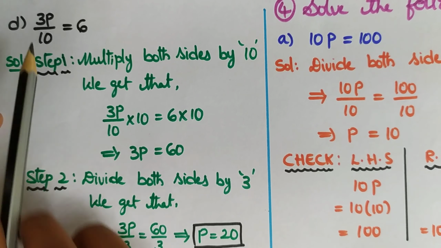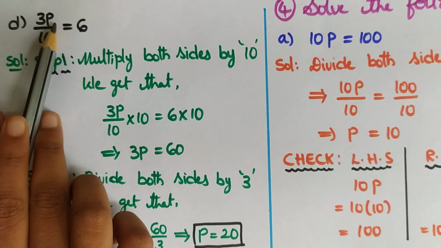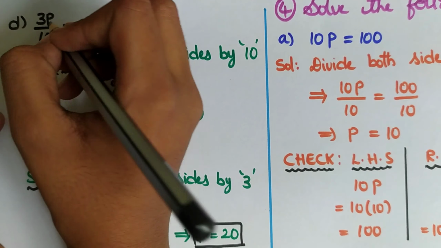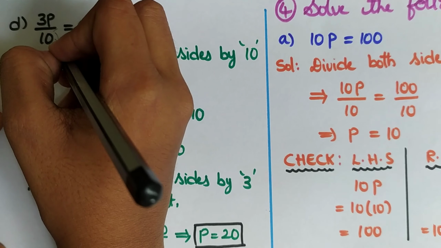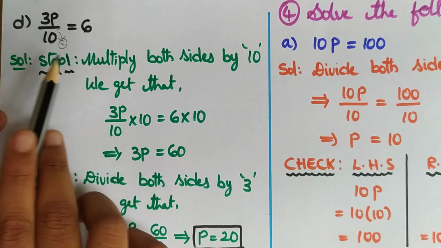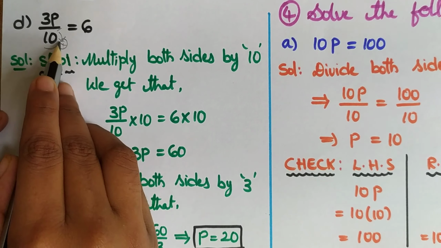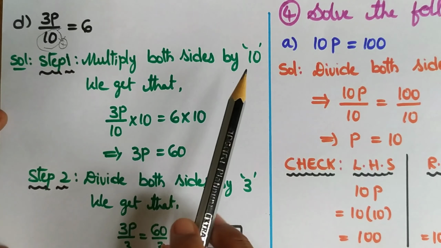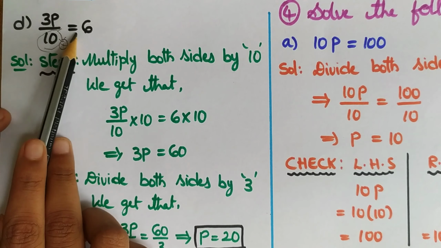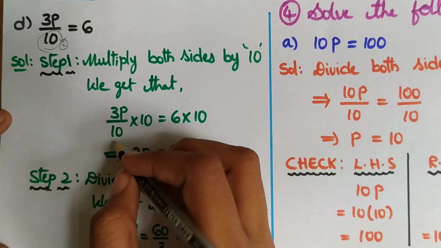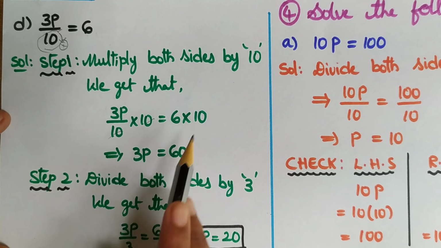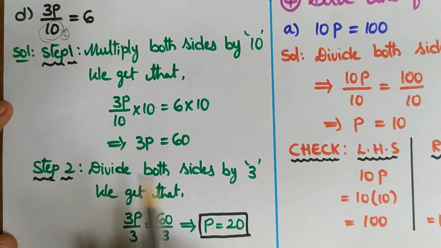Okay friends, now let us see D bit, that is 3p by 10 is equal to 6. Here you see friends, this is division, that means you have to do multiplication, right? Now step 1 is multiply both sides by this number 10. Multiply both sides by 10, we get that 3p by 10 into 10 is equal to 6 into 10. Now here 10 get cancelled and 3p is equal to 6 into 10, which is 60. Now 3p is equal to 60.